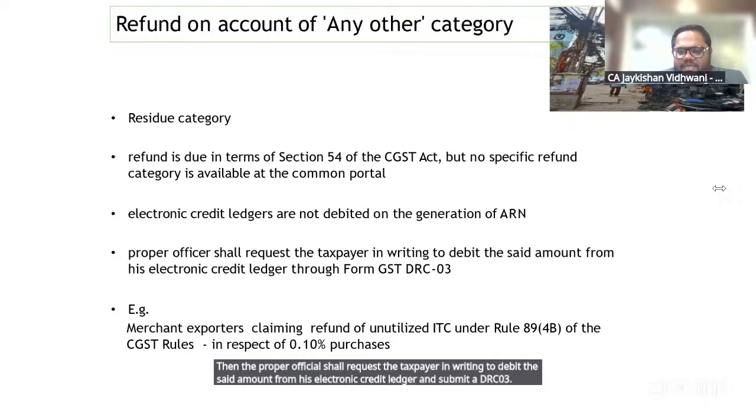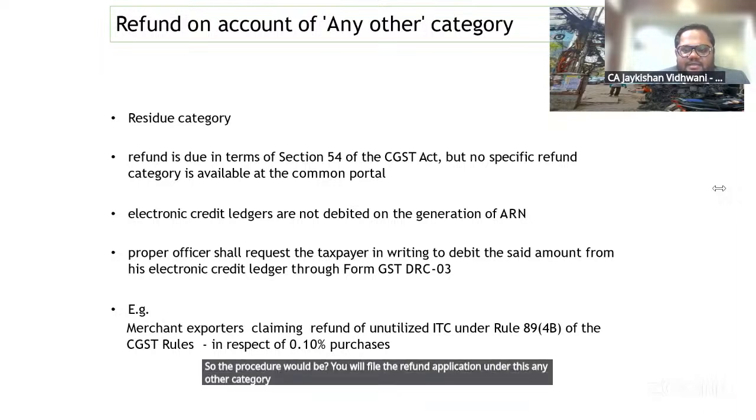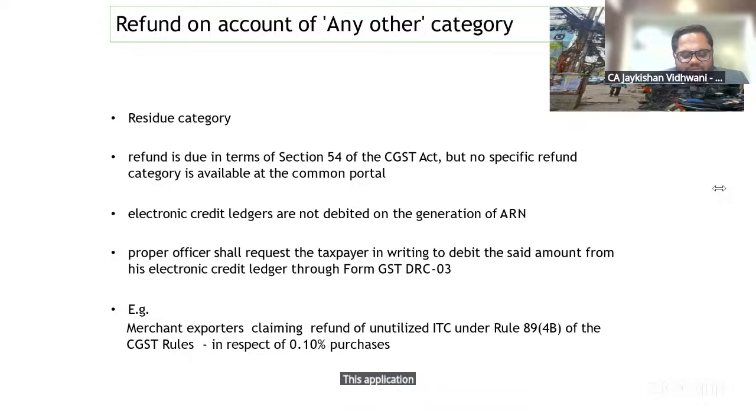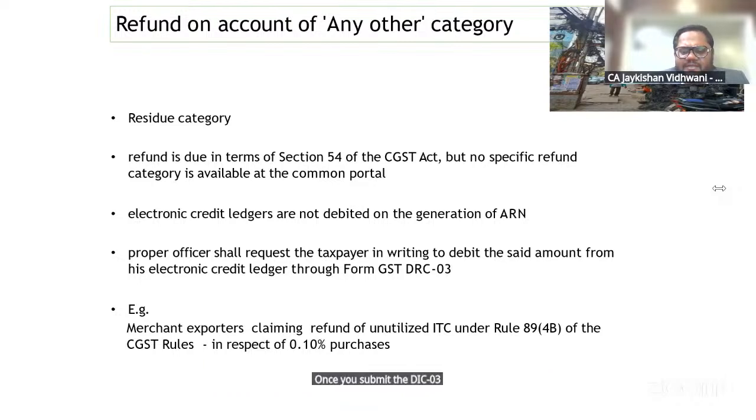So the procedure would be you will file the refund application under this any other category. The amount will not be debited at that time in your electronic credit ledger. This application would be reflected to the officer. The officer will verify the claim, and if found appropriate that this refund is liable to be sanctioned, then the officer will ask you that firstly you submit the DRC 03 and debit your electronic credit ledger. Once you submit the DRC 03, then you will be granted the refund.